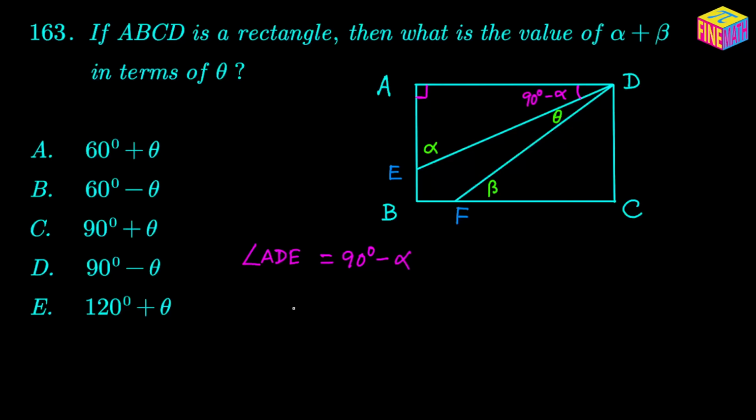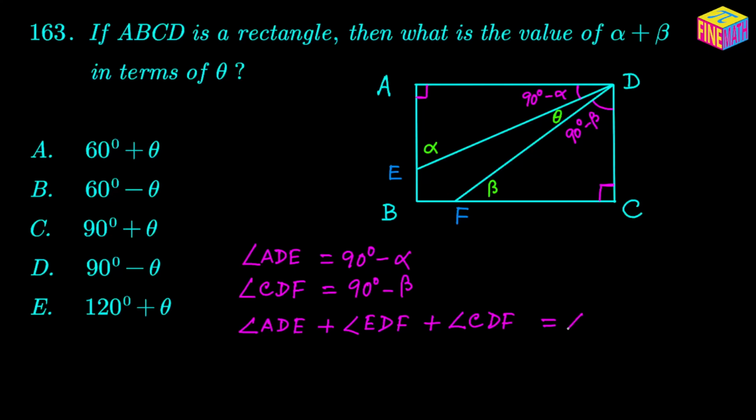Similarly, if you think about angle CDF, that will be 90 degrees minus beta. And now if we think about those three angles, angle CDF, angle FDE and angle ADE, the sum of those three angles is also 90 degrees, because that's one of the main angles of the rectangle. The angle D is now split into three angles. So angle ADE plus angle EDF plus angle FDC is equal to the angle D of the main rectangle, and that is 90 degrees.